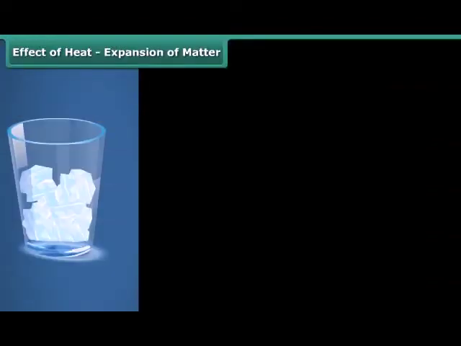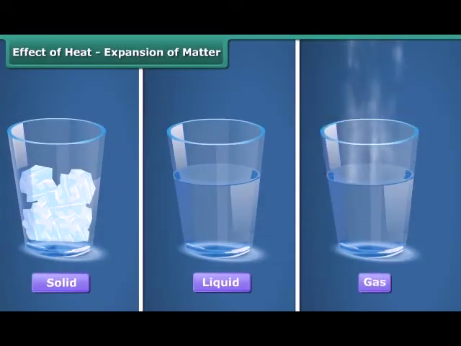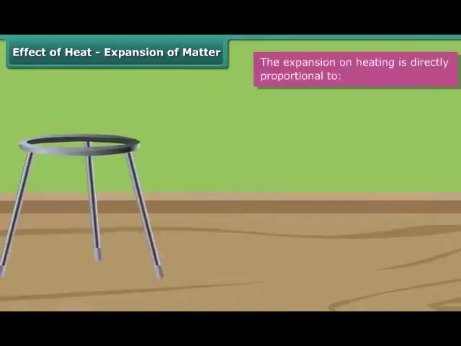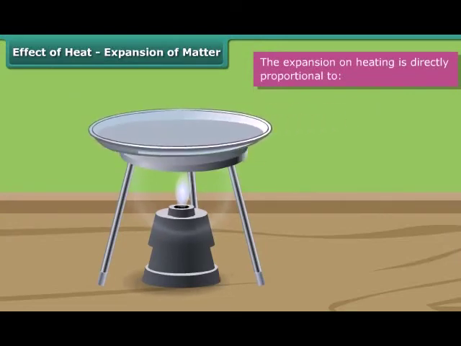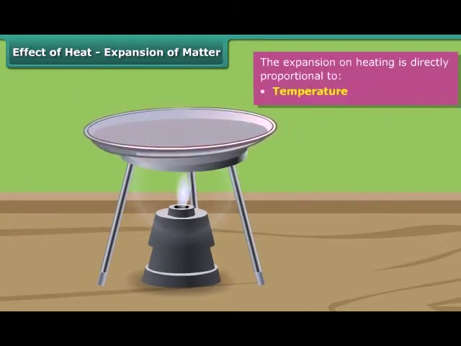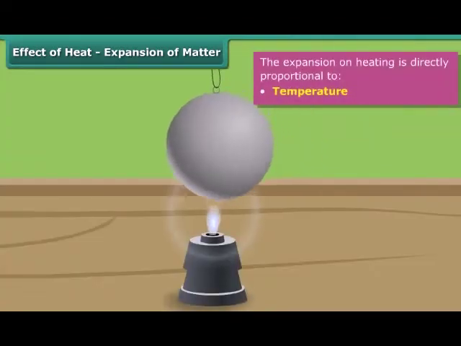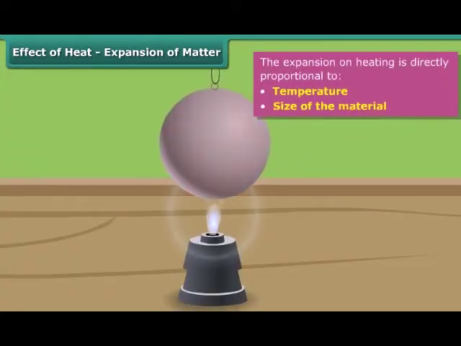Matter exists as solid, liquid, and gas. All three states of matter expand on heating. The expansion of matter depends on the temperature through which it is heated. In this case, when we heat this plate, the higher the temperature, the more the expansion. Expansion of matter also depends on the size of the material being heated. The longer the plate or bigger the bowl, the more the expansion for the same rise in temperature.